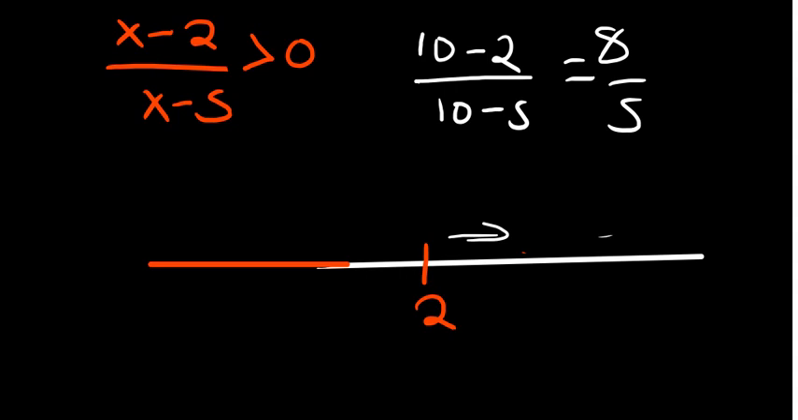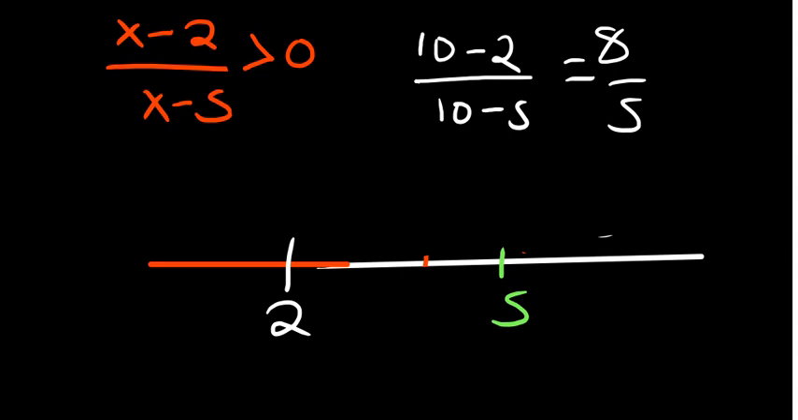Okay, so that brings us to something now. Our critical value in this case is 2. Then the point that makes the function undefined is what? It is 5, right? Are we together?